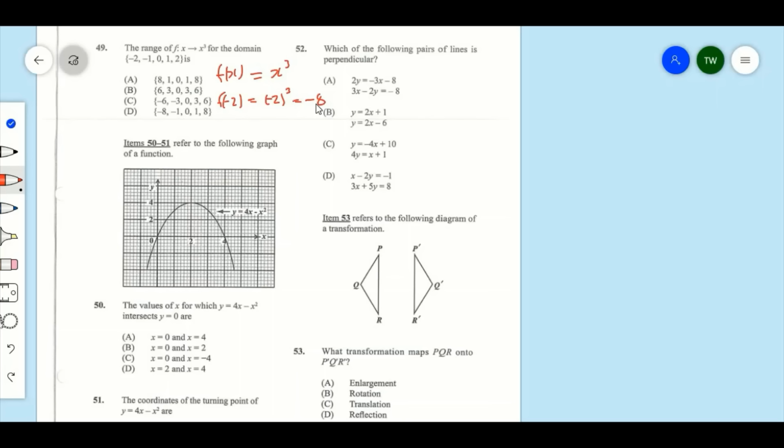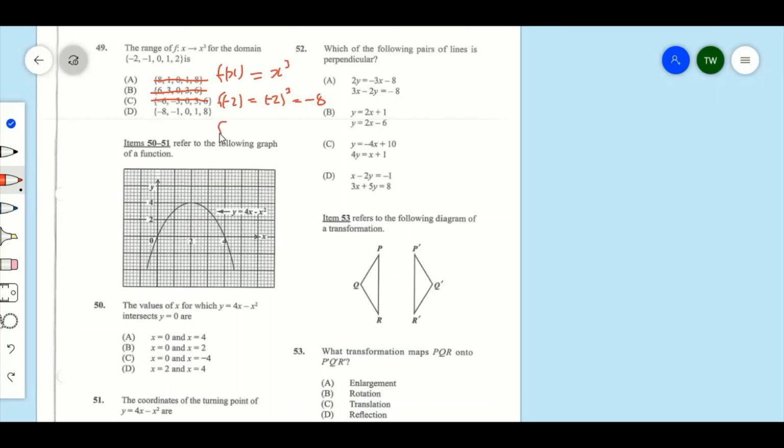So already, by getting -8 for our first value, we already know that our answer cannot be A, our answer will not be B, and our answer will not be C. So there's only one possible answer here, and that is D. But let's just do another one to make sure.